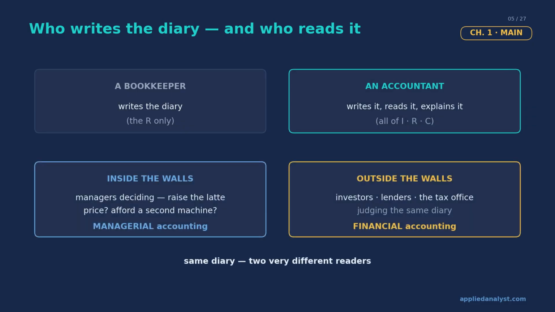And who reads this diary? 2 audiences. Inside the walls, managers use it to decide, should we raise the price of a latte? Can we afford a second machine? That's managerial accounting. Outside the walls, investors deciding whether to fund you, lenders whether to trust you, and the tax office. Financial accounting, same diary, 2 very different readers.